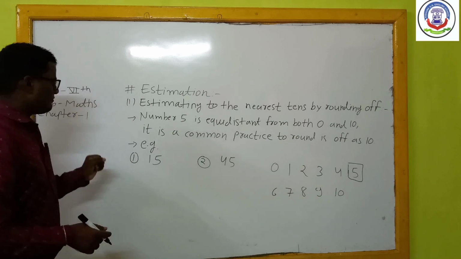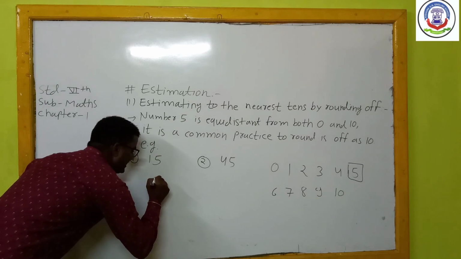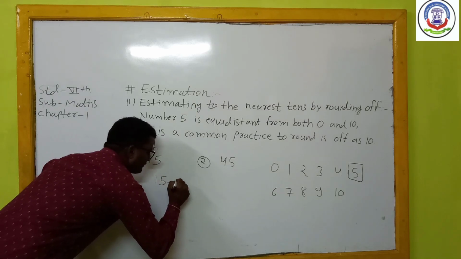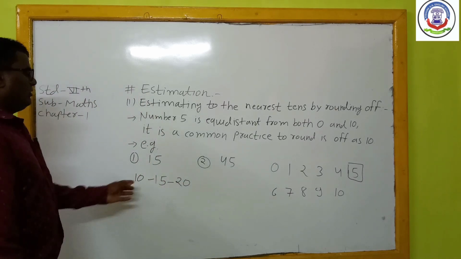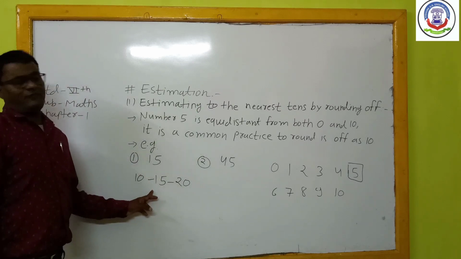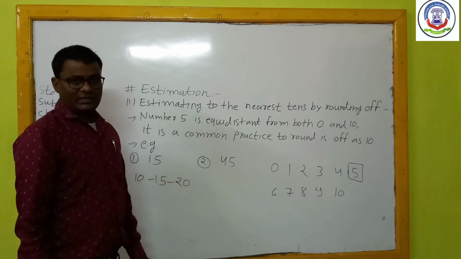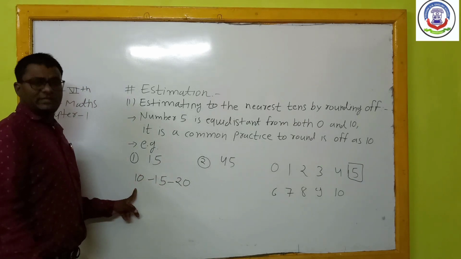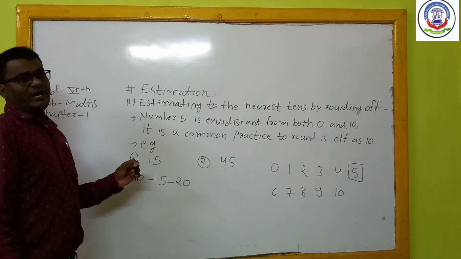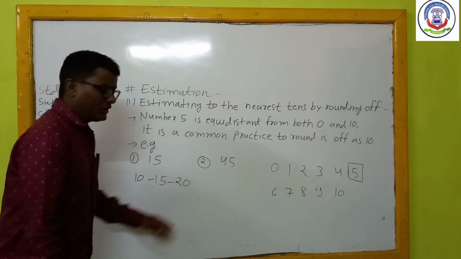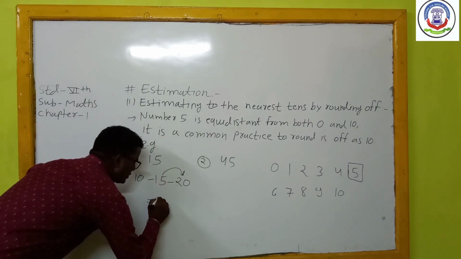For example, first 15. You can clearly see that 15 comes between 10 and 20. Okay students, now you can round it off as 20. Why? Because it is nearer to 20, but it is also nearer to 10 because the distance is equal, but we will round it off to the higher value. So it will be rounded off as 20. So our answer will be 20.